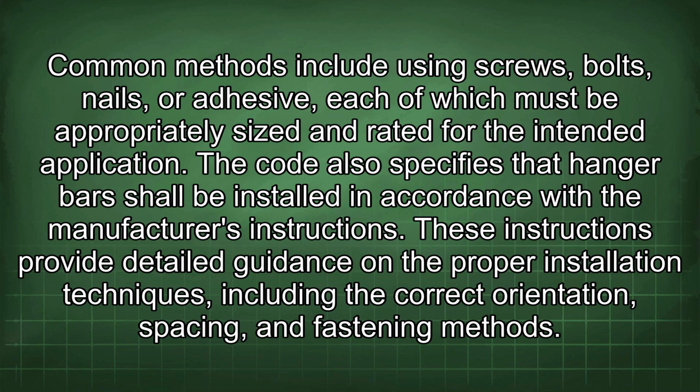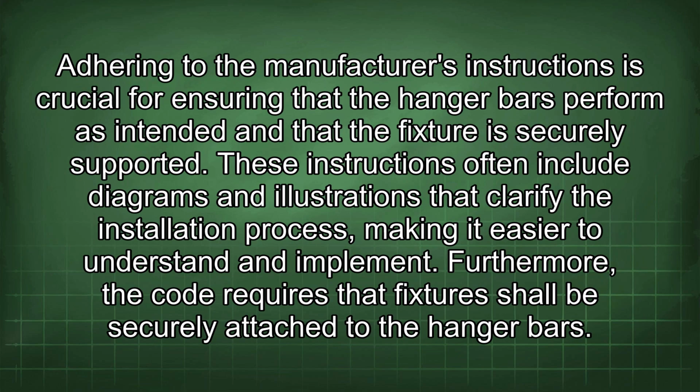The code also specifies that hanger bars shall be installed in accordance with the manufacturer's instructions. These instructions provide detailed guidance on the proper installation techniques, including the correct orientation, spacing, and fastening methods. Adhering to the manufacturer's instructions is crucial for ensuring that the hanger bars perform as intended and that the fixture is securely supported. These instructions often include diagrams and illustrations that clarify the installation process, making it easier to understand and implement.